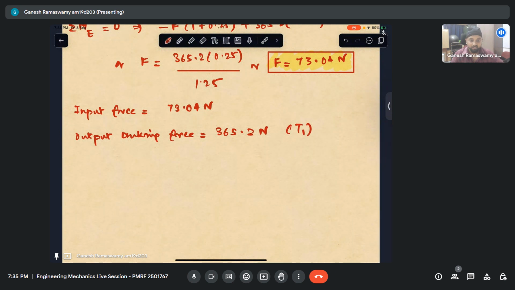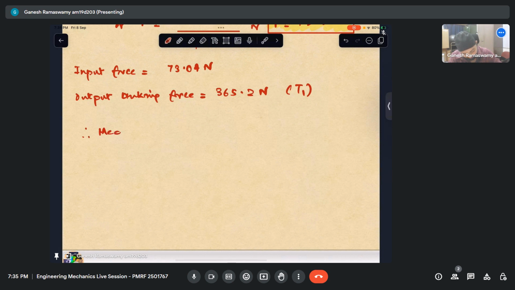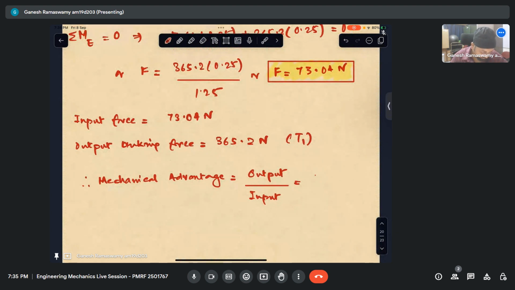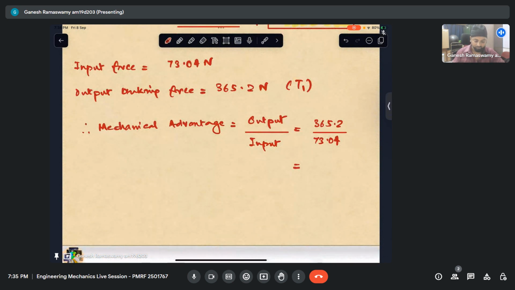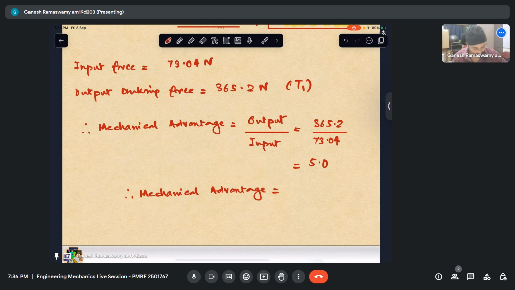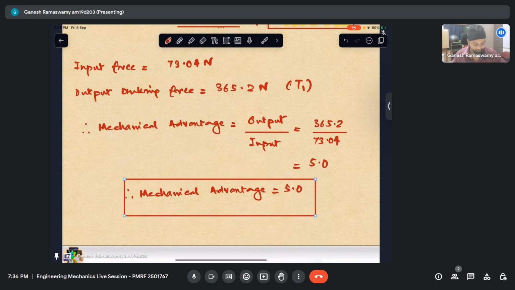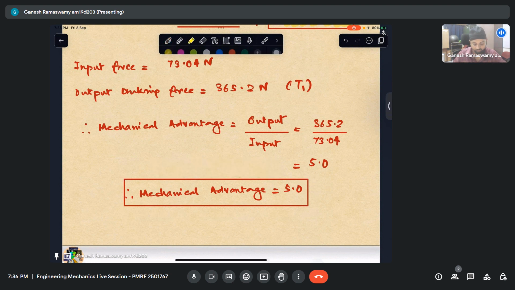So therefore, mechanical advantage is nothing but output by input, which is nothing but, so this will come out to be, so with this system I need to apply 1/5 the force that is required as opposed to not having a lever at all. So that is my mechanical advantage in this case.